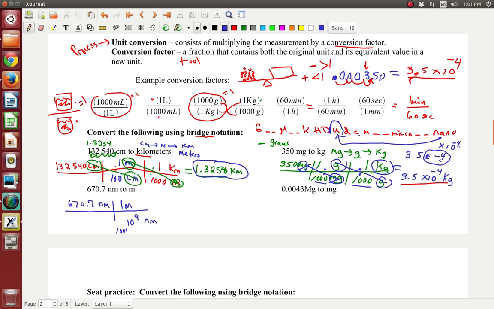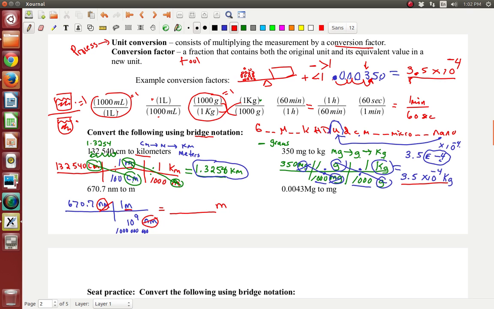It takes 1 billion nanometers to make 1 meter. Either one of these is okay. This is just shorter. Okay, so now you can see that the units are going to cancel, and so we have meters left. So we have to put this in our calculators to get this number.